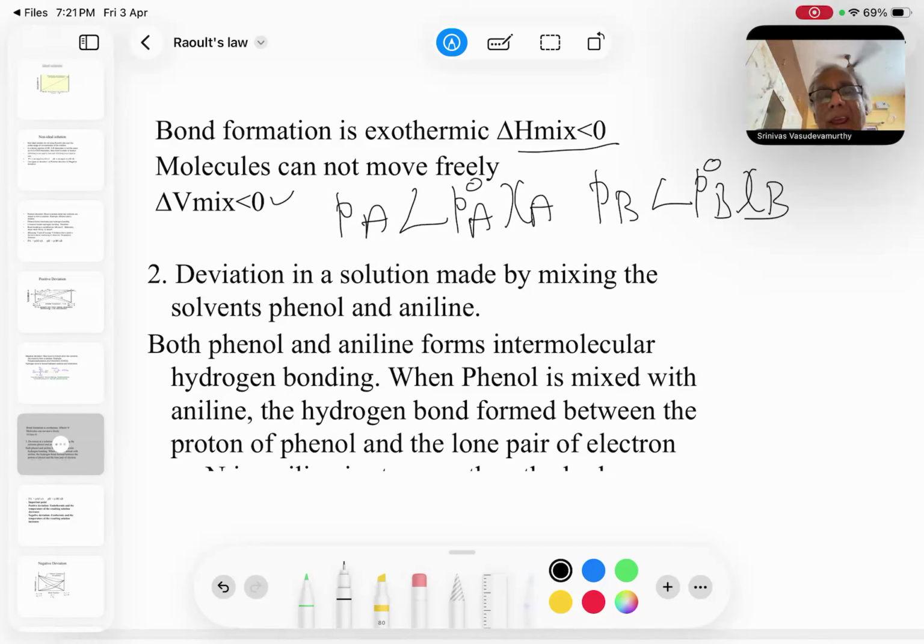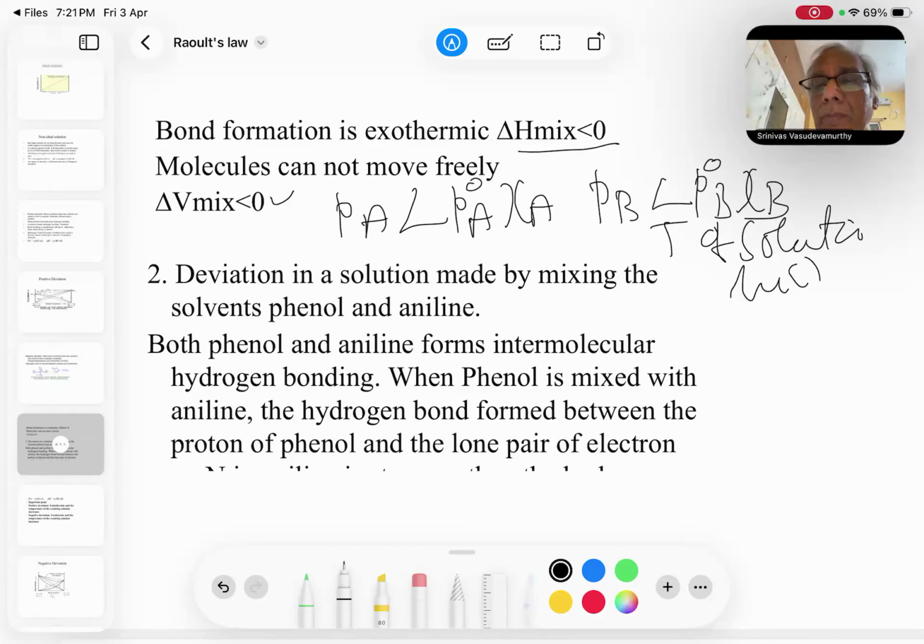This is negative deviation, because of the hydrogen bond formation, exothermic reaction. So everything is decreasing here. But it's an exothermic reaction, that is, energy is given out by the system to the surrounding. So the temperature of the solution increases here. This is negative deviation.